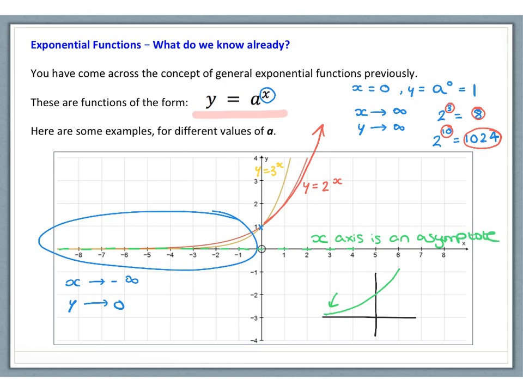Now, why does y approach 0 as x approaches negative infinity? Well, let's think about the function y equals a to the power of x, and let's imagine x is equal to negative 100. y would then be equal to a to the power of negative 100, which is 1 over a to the power of 100, and of course a to the power of 100 is going to be a very large number. 1 divided by a very large number will give you a very small result, and results that will become closer and closer to 0 as that x value becomes more and more negative.